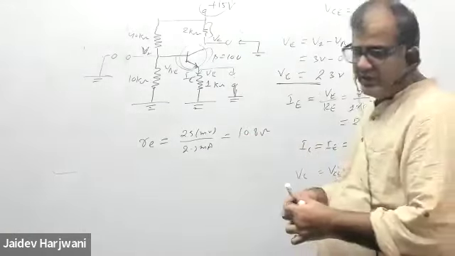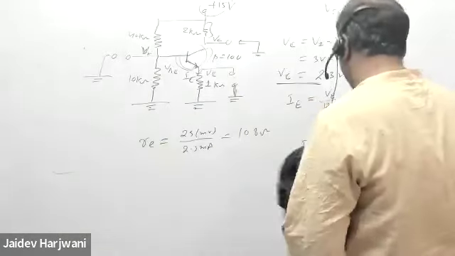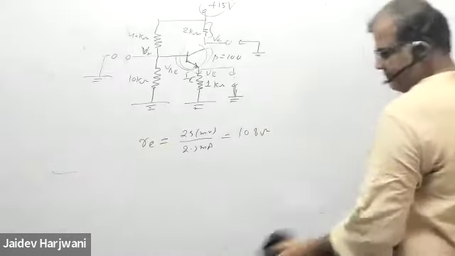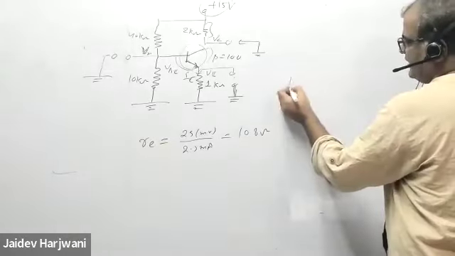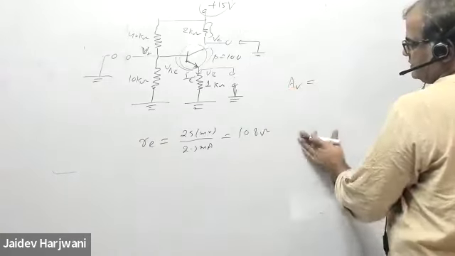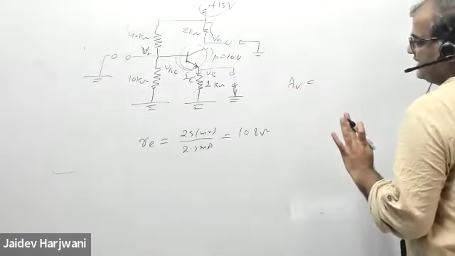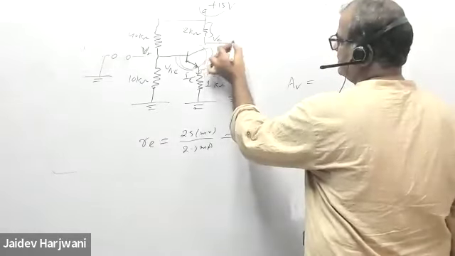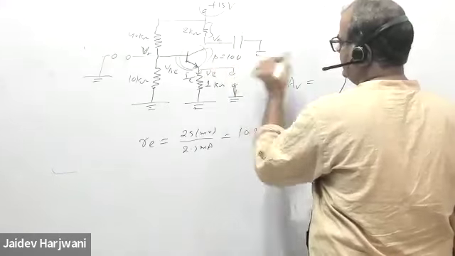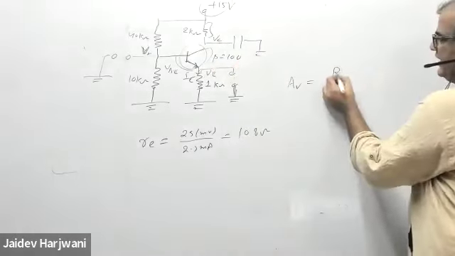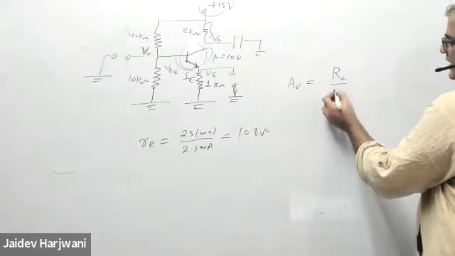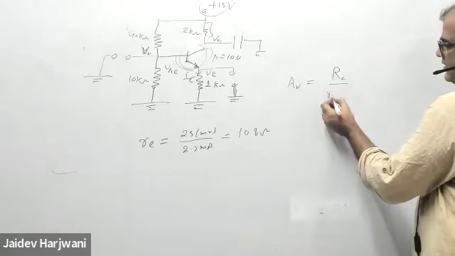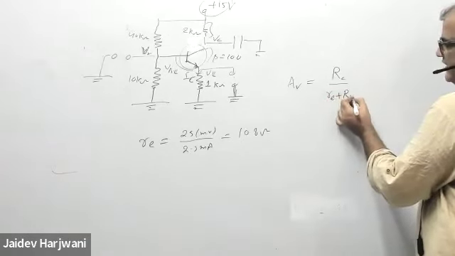Now directly you can use the formula for the voltage divider and you can find the gain. What is the gain? Tell me. What is the gain formula? AC gain is beta, RC by RE. Generally we write RC by RE plus RE, generally we write this one.